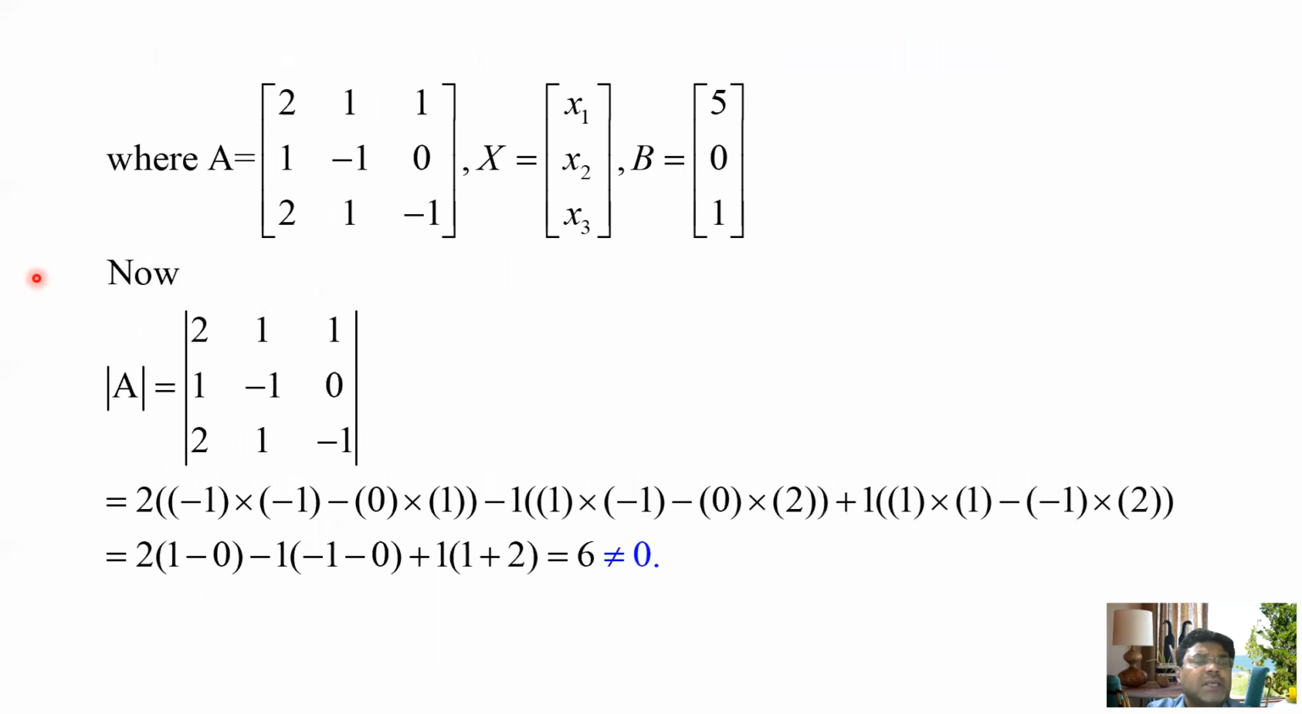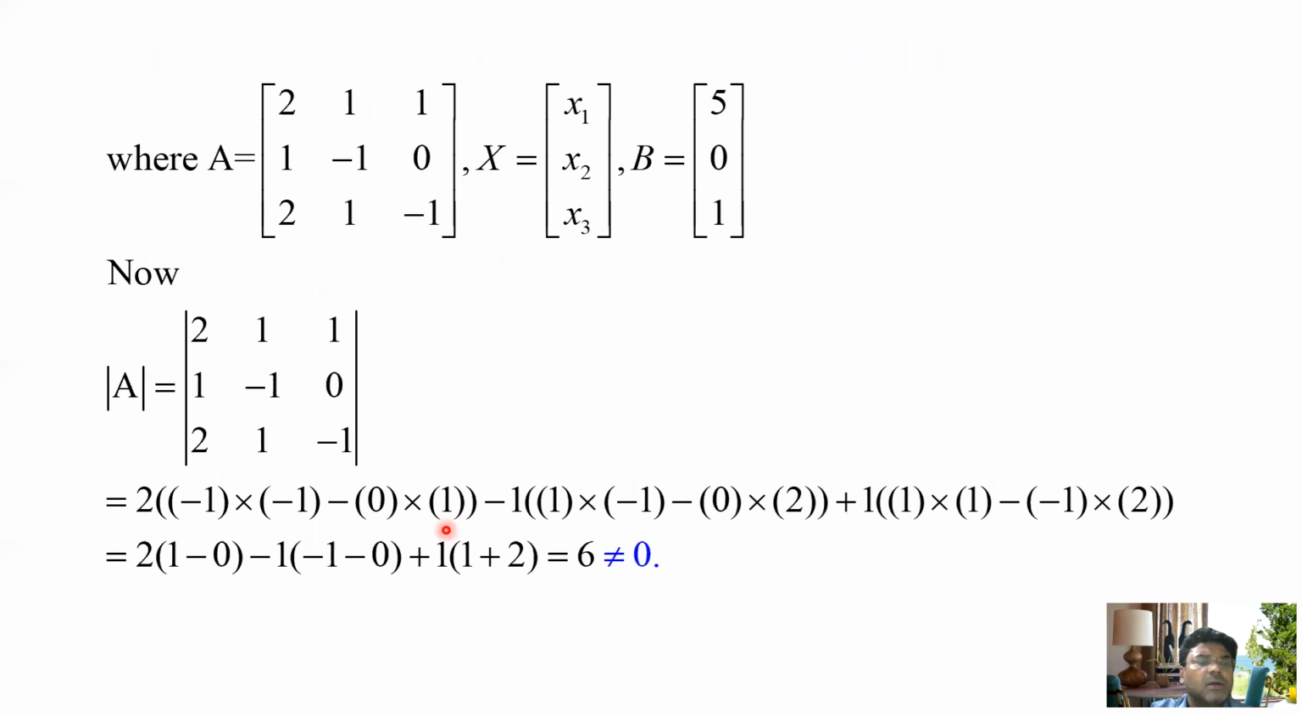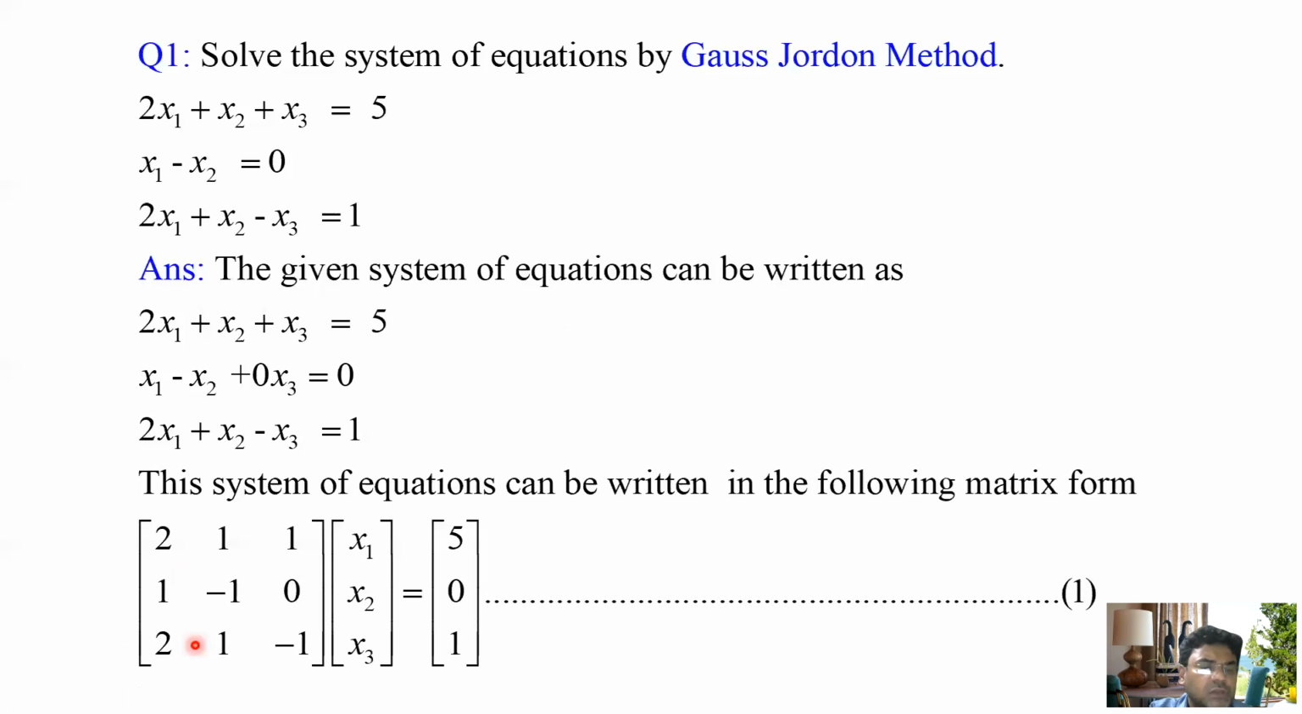Next, what are the 2, 1, 2, 1, minus 1, 1, 1, 0, minus 1? Where do you get this from? This is your A matrix, this is your X matrix, and this is your capital B matrix. This is equation number 1. So I am substituting: this equals A, this equals X, this equals B. So AX equals B, and X equals A inverse B.